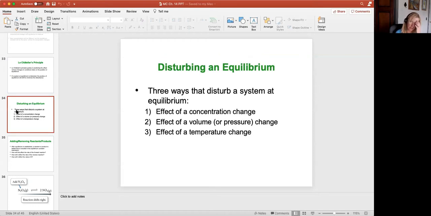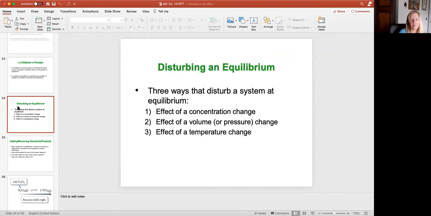Some of the things that will disturb an equilibrium are, obviously, concentration change. Equilibrium is very sensitive to concentration. So if I have a system that's at equilibrium and then I just dump a bunch of one of the reactants in, that's going to shift that reaction. Since it's an equilibrium reaction, it's eventually going to come back to equilibrium, but it's going to get shifted in the interim.